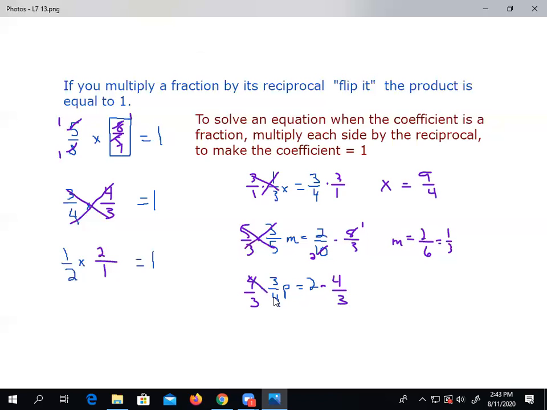So the 4's divide out, the 3's divide out. So p is going to equal then, and you can write that 2/1 if you want to make it look like a fraction. 2 times 4 is going to be 8. 1 times 3 is 3, so 8/3 would be the answer. So we can solve equations with fractional coefficients, which will take us to our next level of thinking.